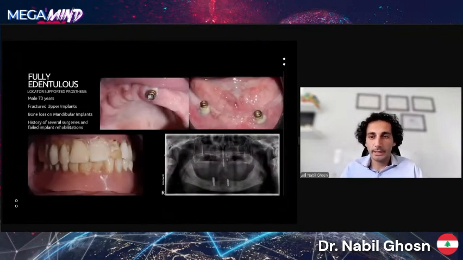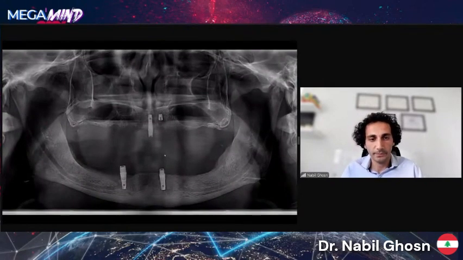We have here a case of a fully edentulous patient with dentures supported by locators. The patient is a 73 years old male with no major health issues. He has 2 fractured upper implants and suffers from periodontal tissue loss around the lower implants. The patient stated that he already underwent several implant surgery and had many previous implant failures.